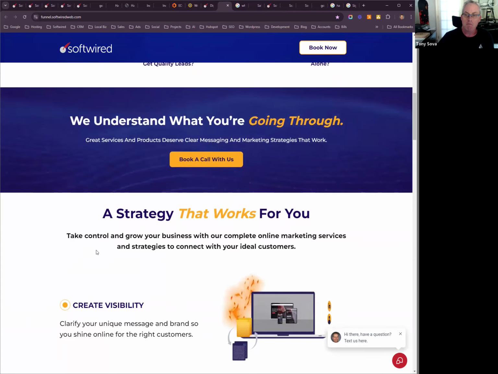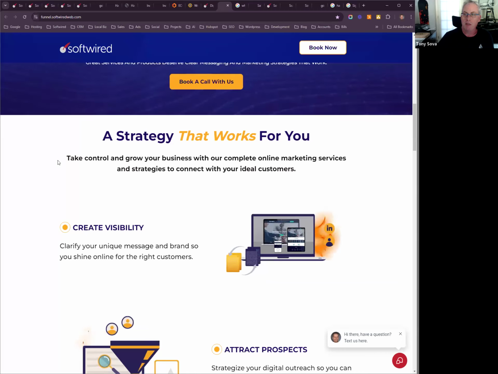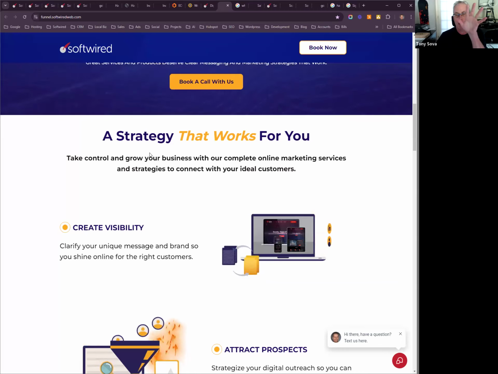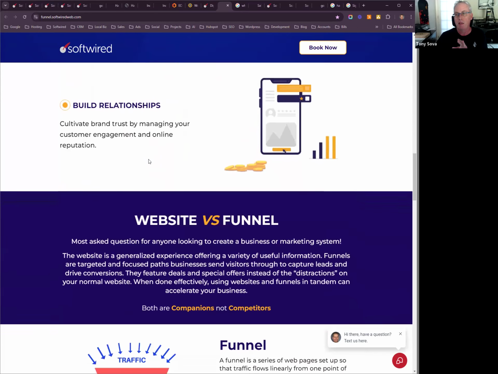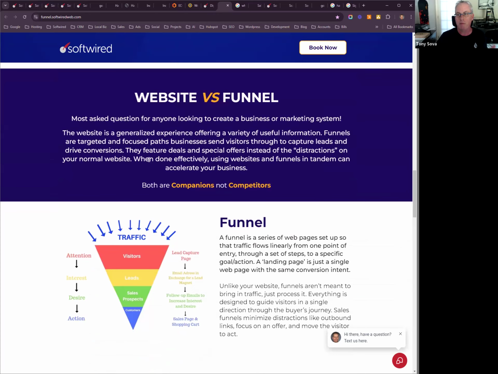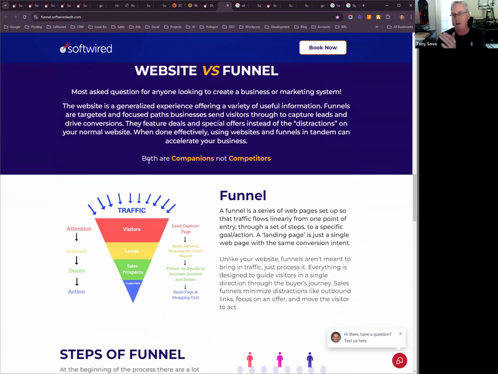On this particular funnel, it just explains how the strategy of a landing page funnel looks and what it does. Here's a section about website versus funnel. A funnel is built for the sales funnel, so as people come to the page, they learn more. It's driving the people down into the funnel.